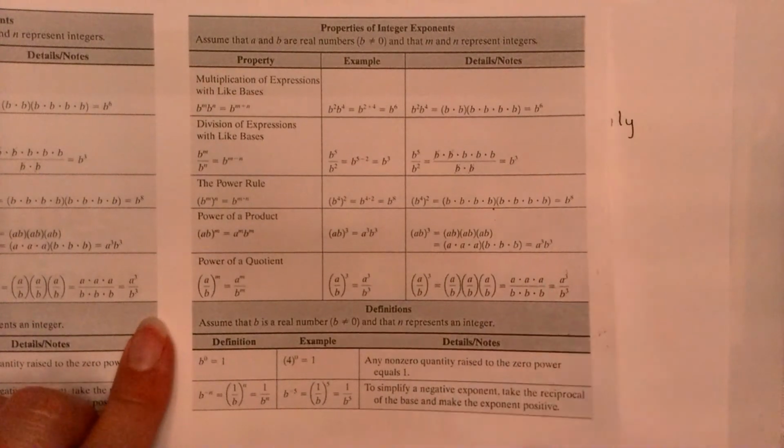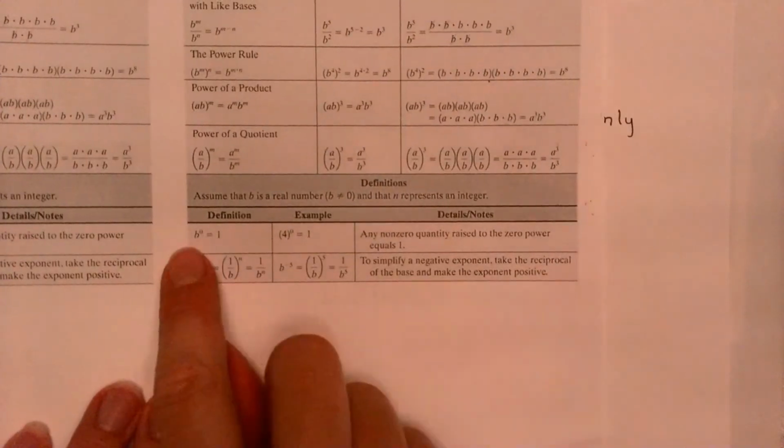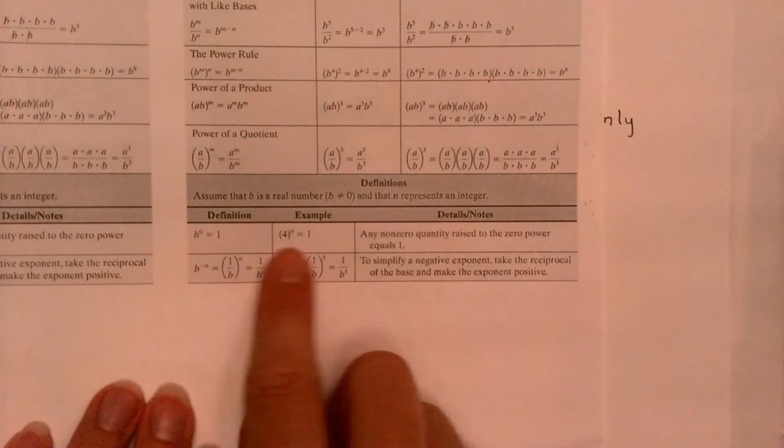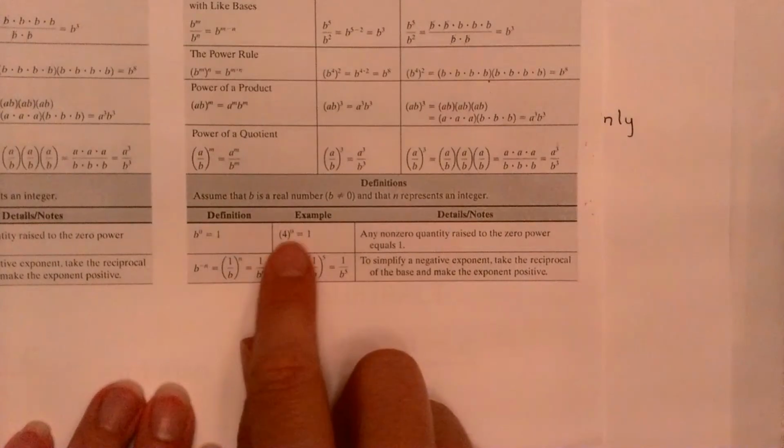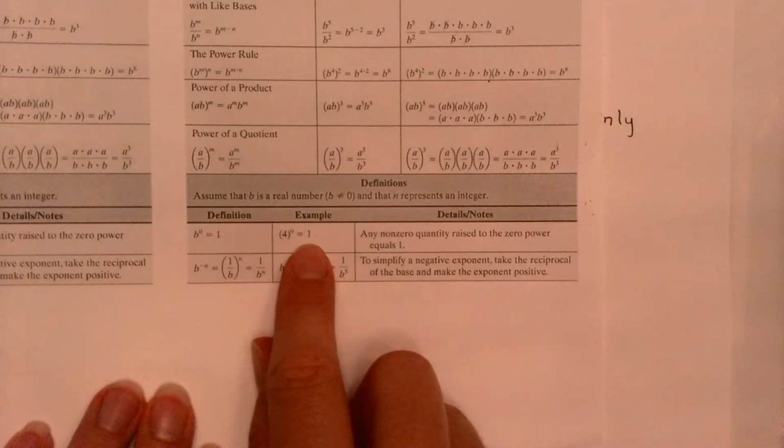Okay, 2 more rules down here. If I have b to the 0, if I have anything to the 0, I always get 1. And most people, when I say what's b to the 0, tell me it's 0. So remember, anything raised to the power of 0 is 1. You can always double check that in a calculator if you forget.